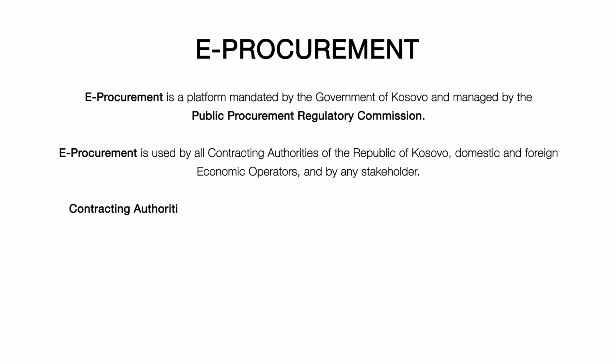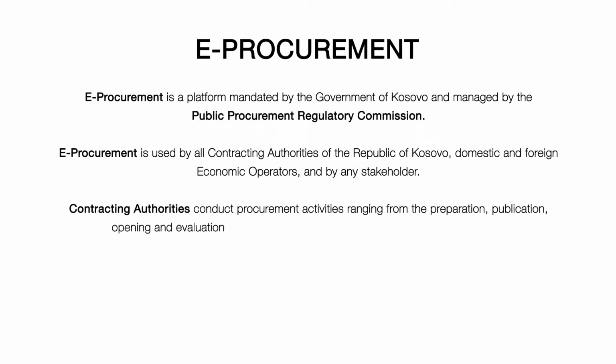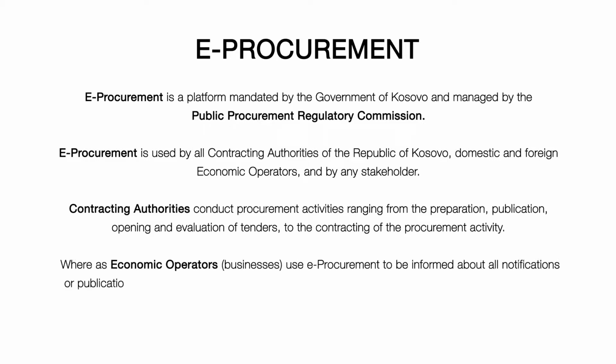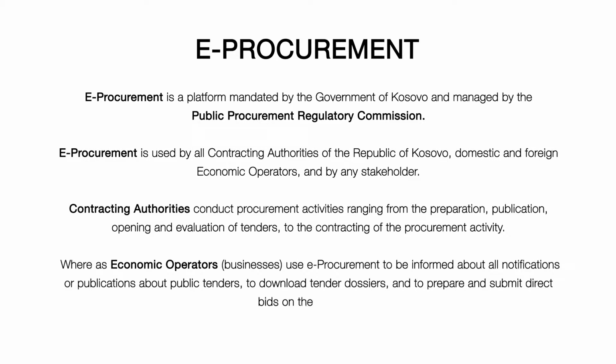stakeholder. Contracting authorities conduct procurement activities ranging from the preparation, publication, opening, and evaluation of tenders to the contracting of the procurement activity, whereas economic operators, businesses, use e-procurement to be informed about all notifications or publications about public tenders, to download tender dossiers, and to prepare and submit direct bids on the platform.